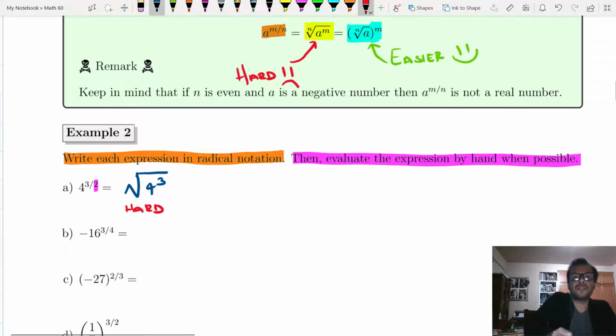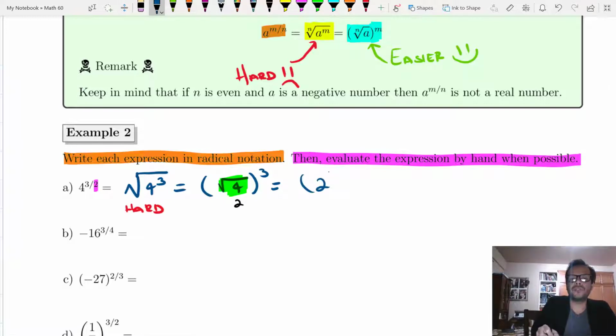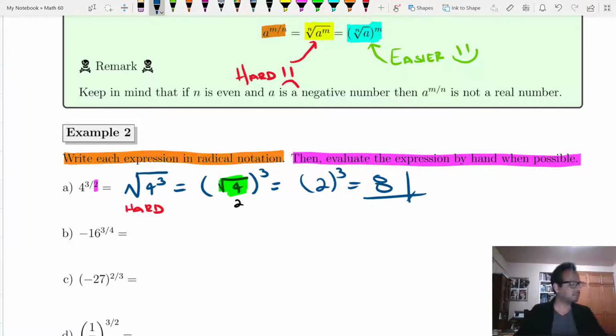All right, let's do it the easier way. The easier way is to write the square root of 4 and then cube. So evaluate the root inside. This is going to be a 2, right? So this is going to give us 2 cubed, which is 8. That's going to be the answer.